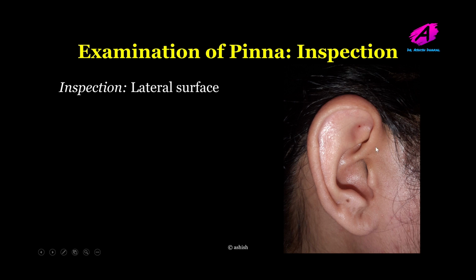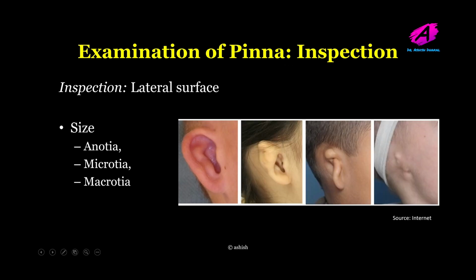This is the lateral surface of the pinna, and the surface behind is the medial surface of the pinna. In inspection of the lateral surface, we will check the size of the pinna, whether there is anotia, microtia or macrotia. There is absence of the pinna, and sometimes the pinna may be small in size. If someone asks you what the normal size of the pinna is, the appropriate answer would be that it is equivalent to the middle third of the face. If it corresponds to the size of the middle third of the face, then it is of normal size, or approximately the size of the nose.